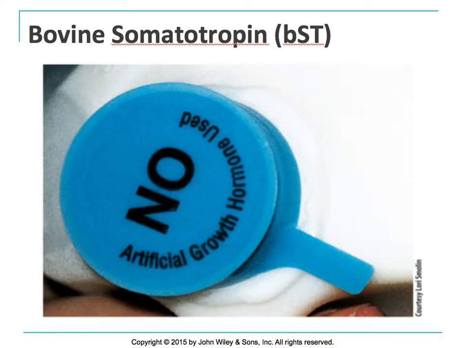However, a lot of milk producers make a point of saying they don't use artificial growth hormones in their products. So you might have seen labels like this on milk or dairy products in the supermarket. And this just means that the company is not using any of that artificial bovine somatotropin in their milk production.